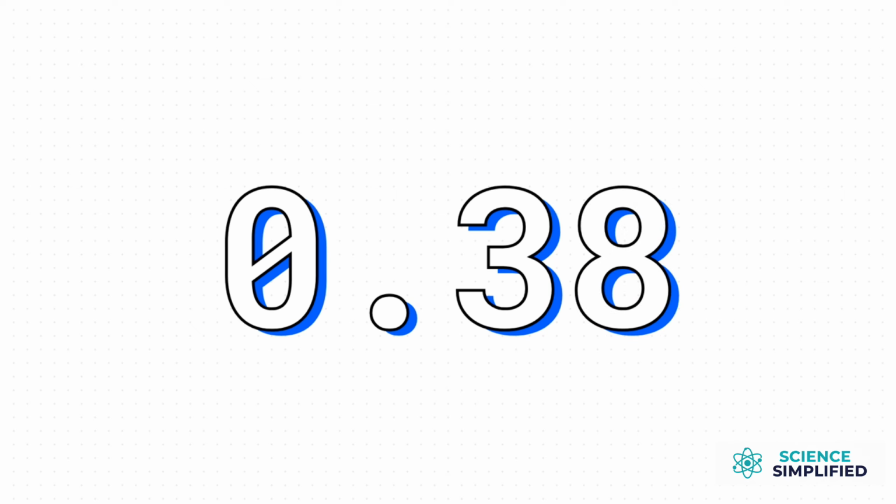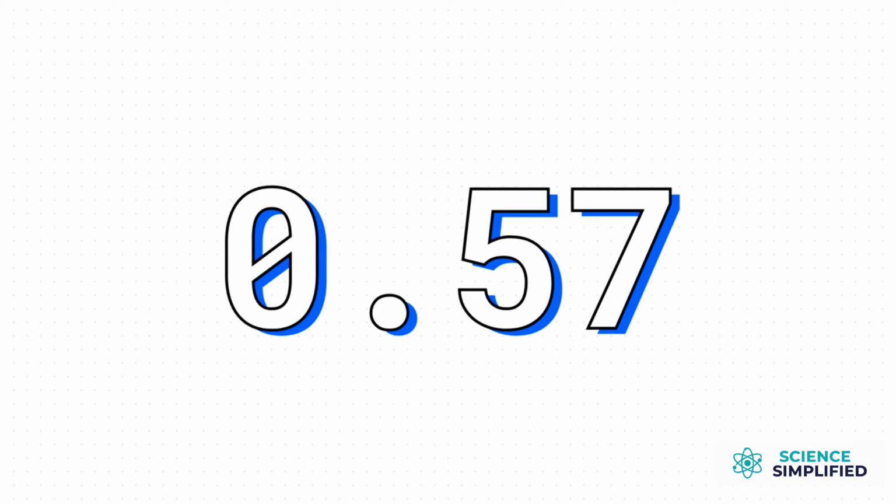Then we have gonorrhea, a little bit higher at 0.38, so a bit more concentrated than chlamydia, but still, fairly widespread. But then, whoa, look at this. HIV takes a huge jump up to 0.57. All of a sudden, we're seeing a much, much higher concentration.